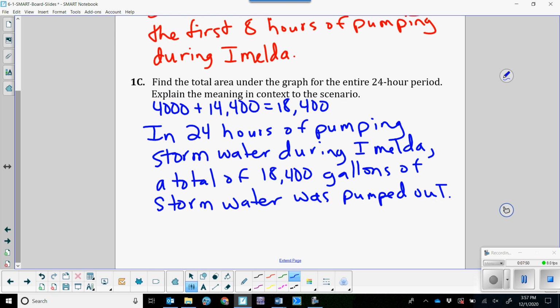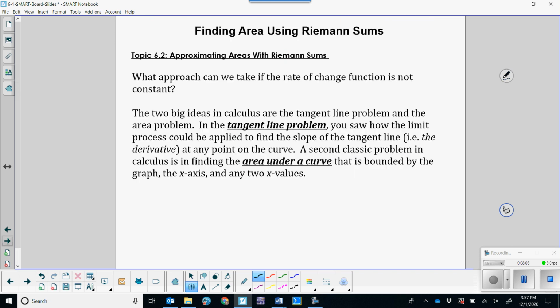Well, most of the time that's not the situation. Okay, usually things vary, so we don't have a nice constant function. We have some kind of function that varies. And so we have to figure out how are we going to do this same thing.